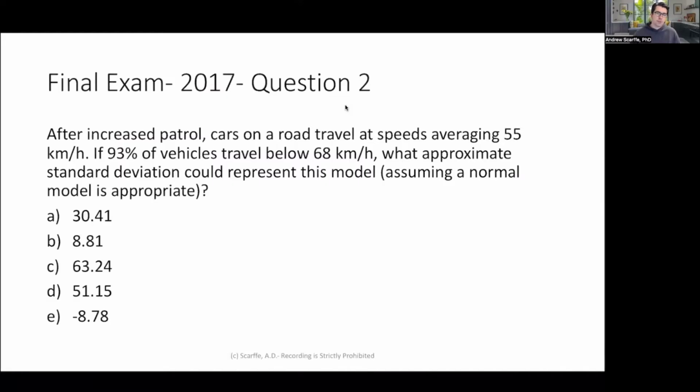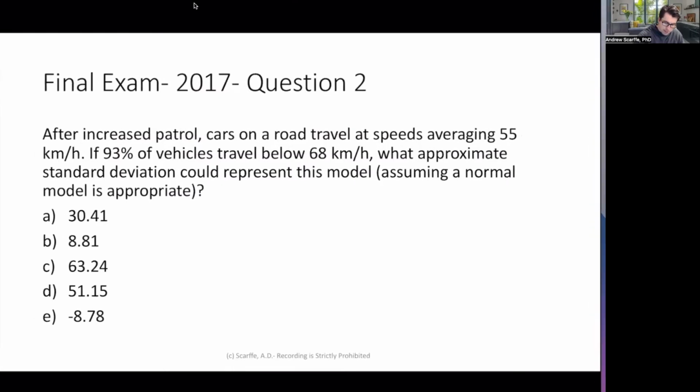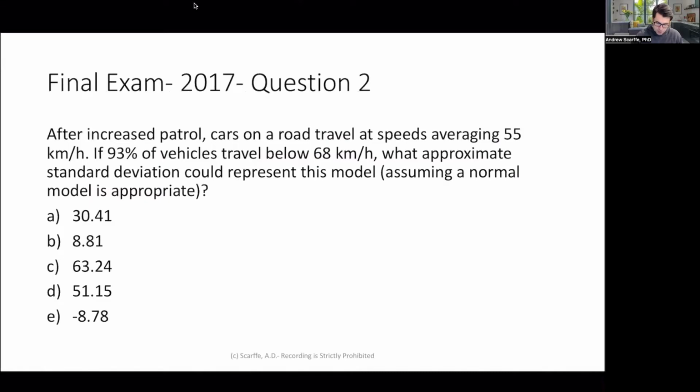So here is your first question. I will give you a couple minutes to try this question on your own, and then we will take it up together. Okay, so that's been about 3 minutes. So let's go ahead and just start.